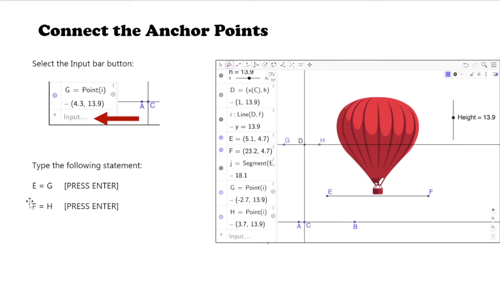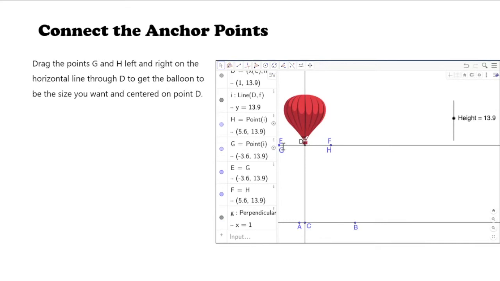Then after we hit enter, we'll type F equals H. So it'll take point F, set it equal to H and lock it to H, and we'll be able to resize it from the right side also. We want to be able to resize it from the left and the right side so we can keep the balloon centered on point D. So we'll move a little bit on the left, a little bit on the right, get it bigger or smaller, keeping the basket centered at point D.